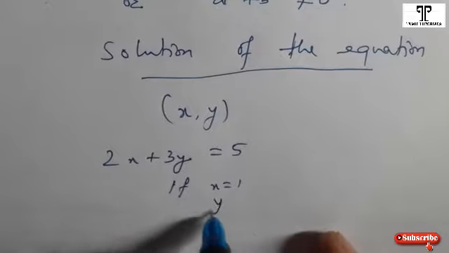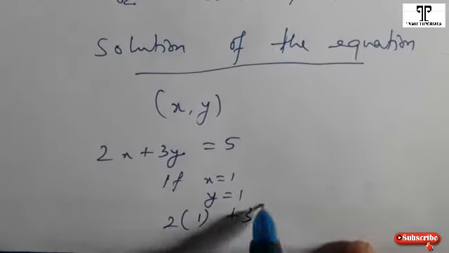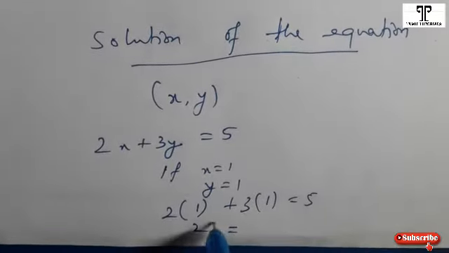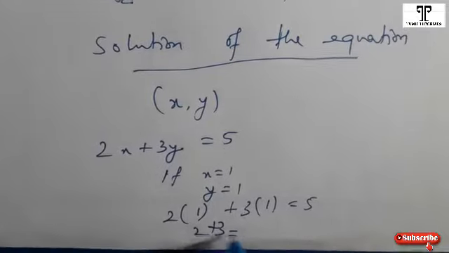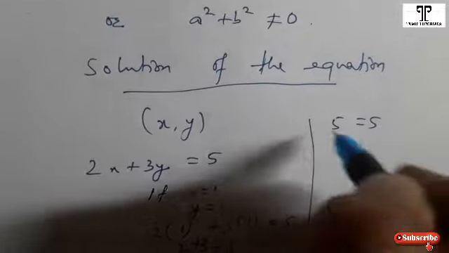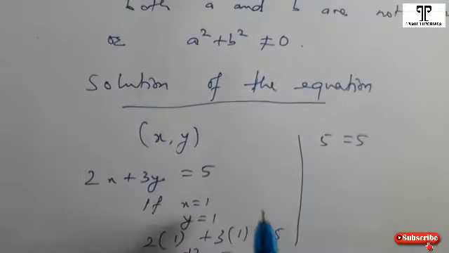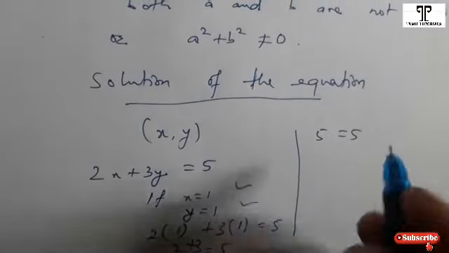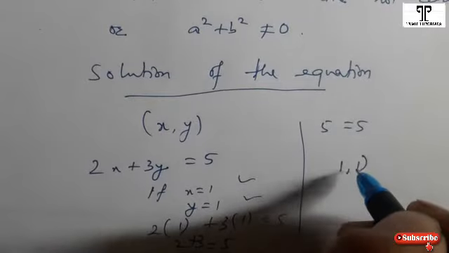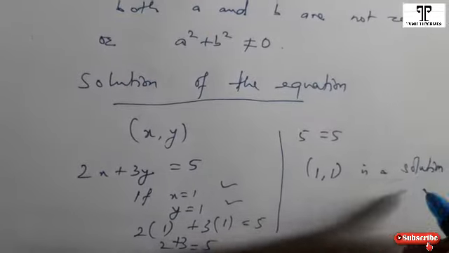So here the equation is 2x plus 3y equal to 5. So if you put x equal to 1 and y equal to 1, okay. So in place of x 1, in place of y 1, is it equal to 5? So 2 times 1 is 2, okay, plus 3 times 1 is 3. This side we have 5. So 2 plus 3 is 5, equal to 5. Is 5 equal to 5? So LHS is equal to RHS. So it is satisfying. Then these are the solution, okay. So x equal to 1 and y equal to 1, or we can write (1, 1) is a solution, okay.